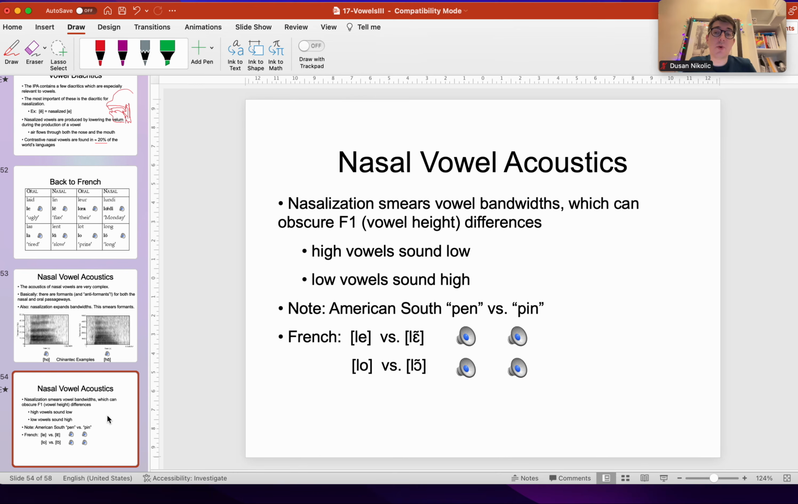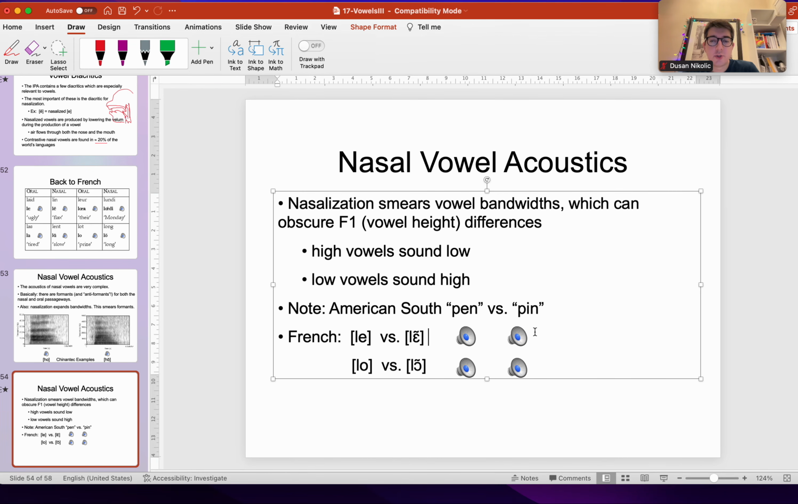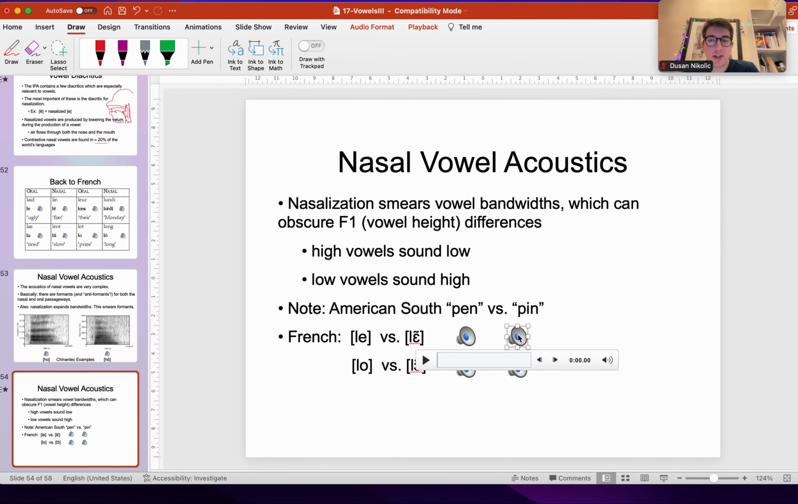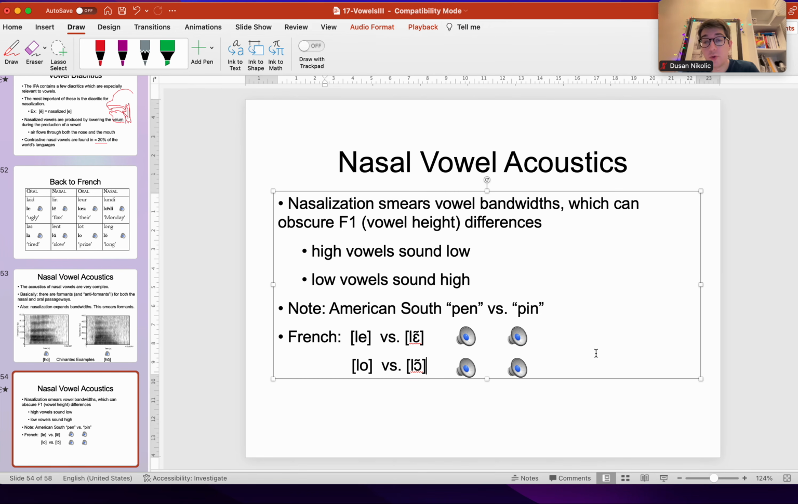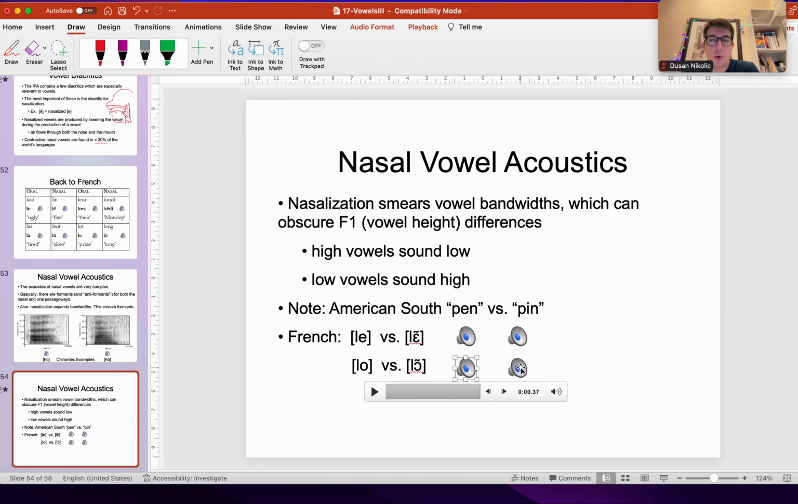Nasalization smears vowel bandwidths, which can obscure F1 height differences. High vowels sound low, and low vowels sound high. For example, in the American South, you can produce pen and pin, but in French you will produce le, la. So it sounds low, right? That's why it sounded low on the previous slide. Lo, low, long, long, right?